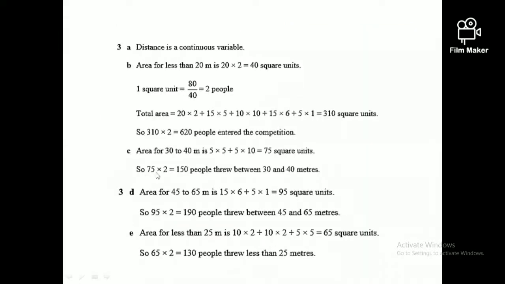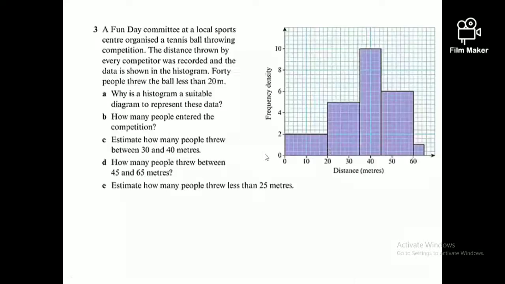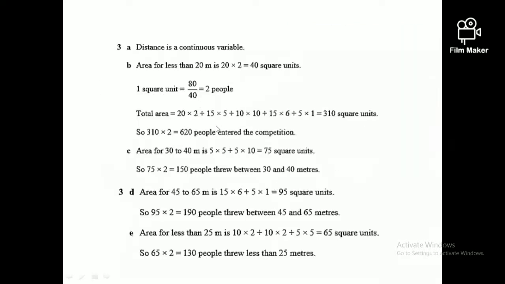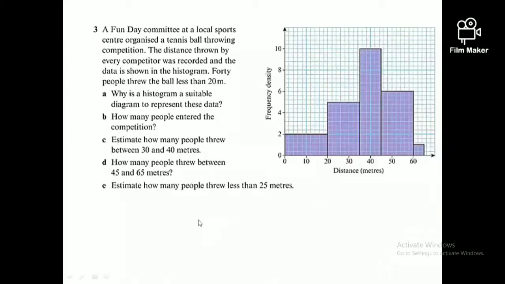Then if you work out over here, 30 to 40: 5 into 5 plus 5 into 10. Let's see whether this is correct. Here this gap is 5, this height is 5, 5 into 5, plus this gap is 5, 5 into 10. It's 75 squares. One square is 2. Therefore, totally how many people over here? There should be 150 people in that category. That is how we need to work it out.